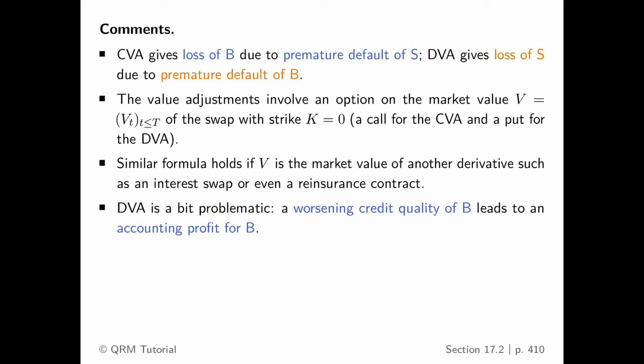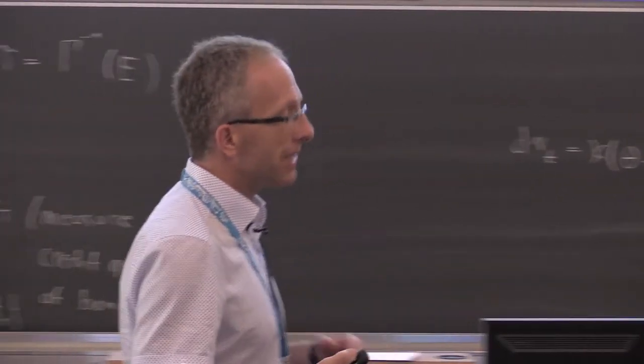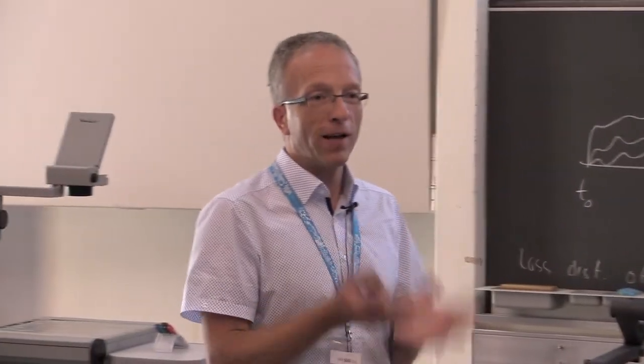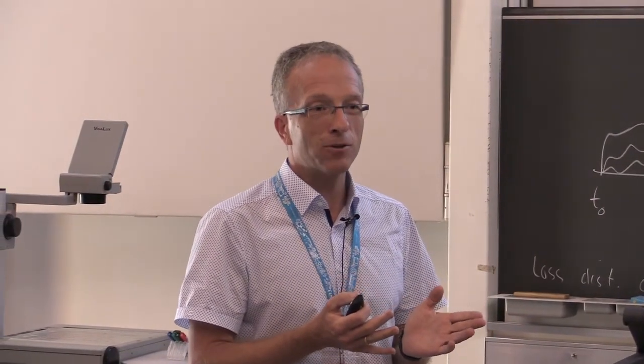Credit value adjustment gives a loss of B due to premature default of S, and the other way around for the debt value adjustments. The value adjustments are like an option on the market value. It works for all types of derivative. A last point: the credit value adjustment is okay. The debt value adjustment is a little bit perverse. It means that your own liabilities have a lower value if you're less likely to repay.